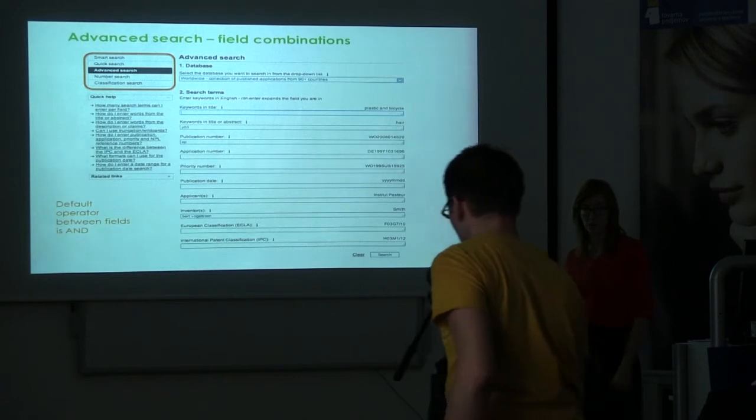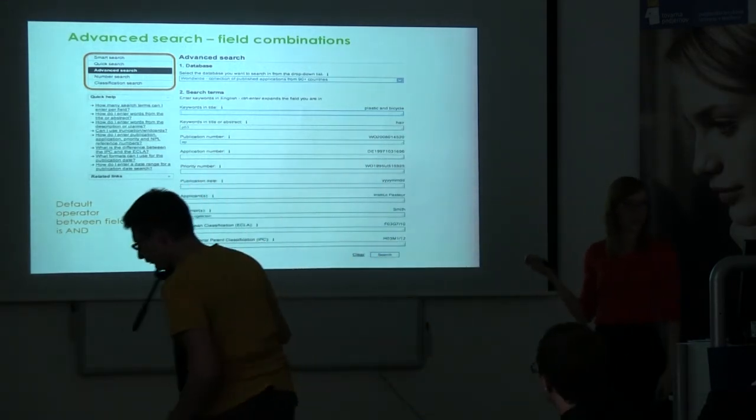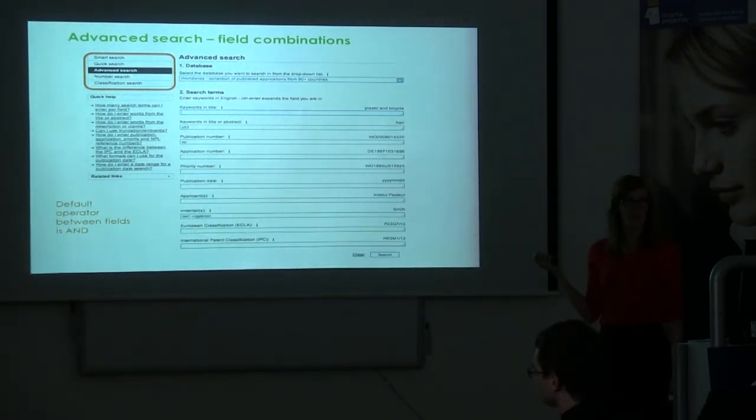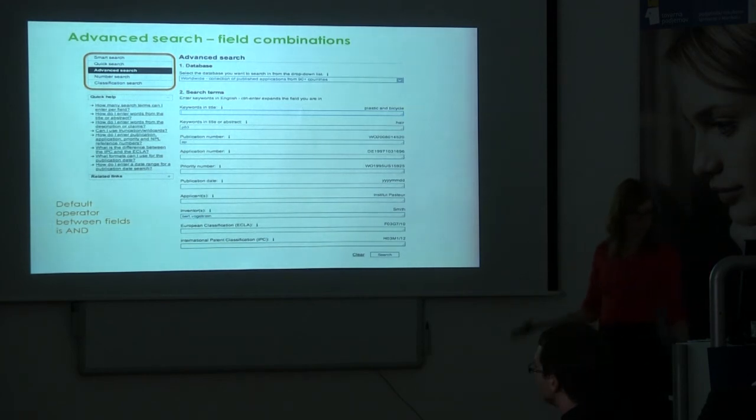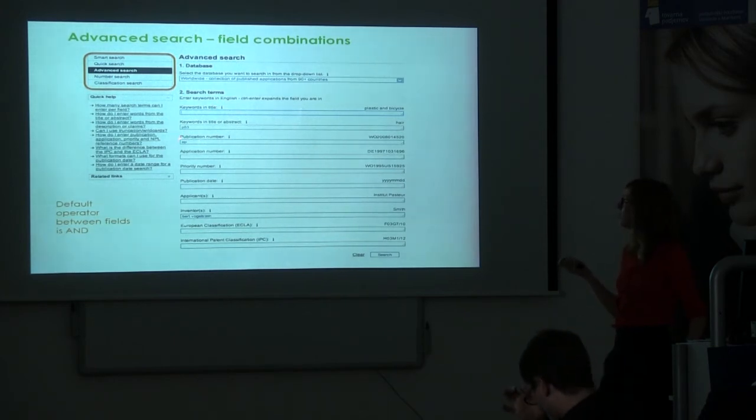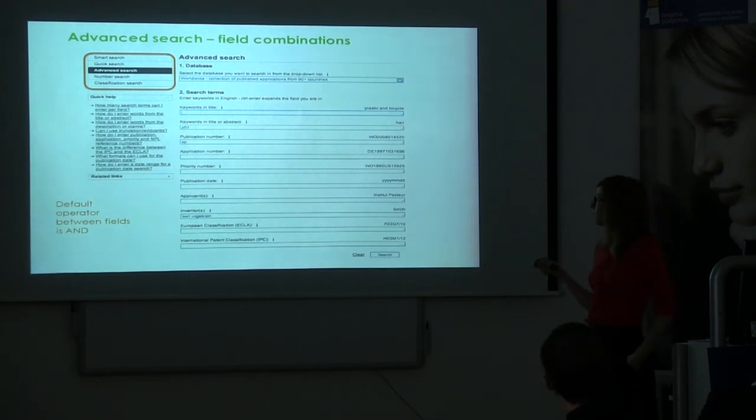And you don't have to know that just out of your head. Everything is described in the help. So before you start to use it, just to know what you are getting from your search, read the help manual. So in this particular example, we were looking for a certain protein with a publication number.